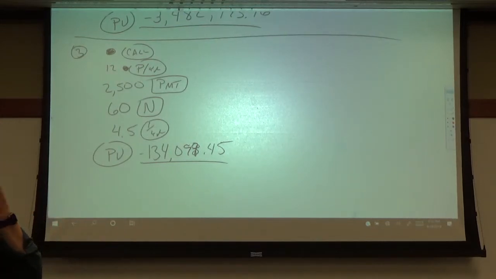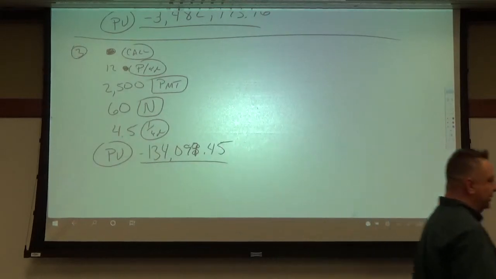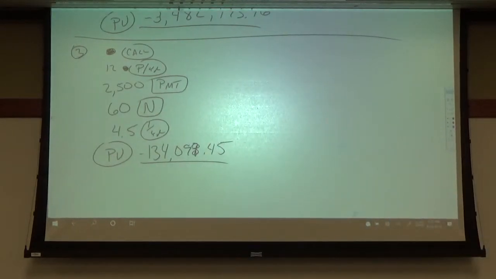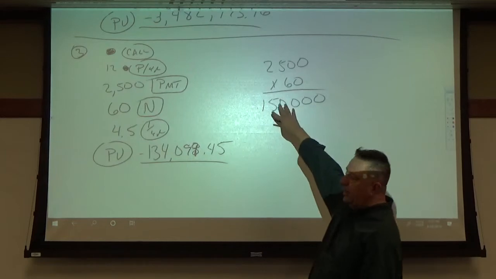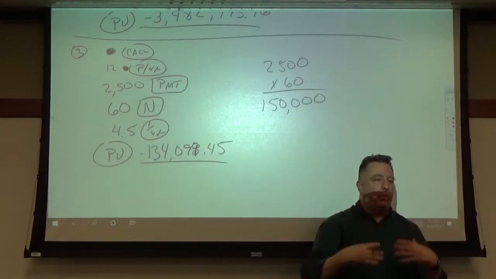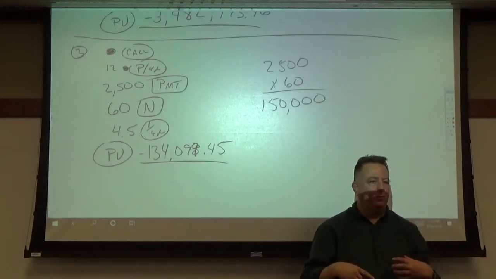Well, you could just say, okay, if that's the case, why not just simply take $2,500 and multiply it by 60 months? You're not getting interest, and you get $150,000. Well, what we're actually doing is we're saying we're going to give you, in essence, a 4.5% sort of discount off of this amount if you were to pay it all now up front.